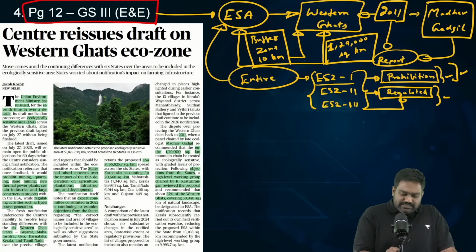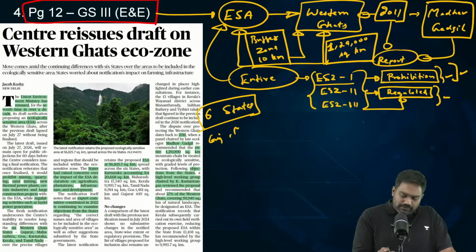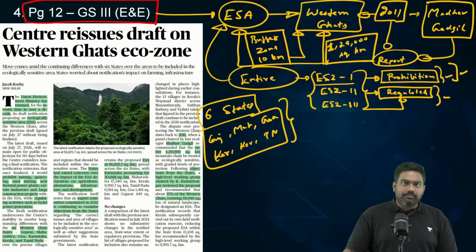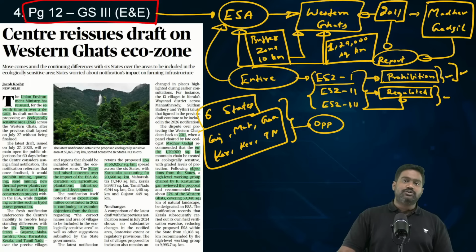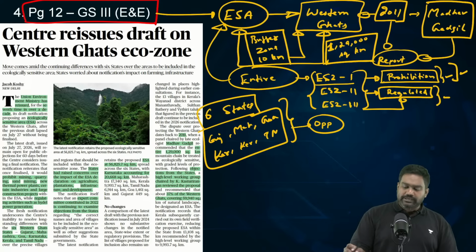I'm sure you know that 6 states are part of the Western Ghats belt. You have Gujarat, Maharashtra, Goa, Karnataka, Kerala, and Tamil Nadu. Now, immediately after the Madhav Gadgil Committee's report, it triggered large scale opposition in all these states. From Gujarat to Kerala, from Karnataka to Tamil Nadu, Maharashtra, and Goa, everywhere large scale protests broke out.